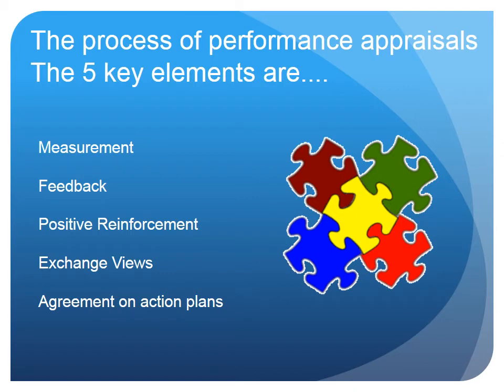There are 5 main elements to the performance review, and these are measurement, which includes assessing performance against agreed targets and objectives, as well as the behaviours and attitudes against the company values. The second part is feedback, so this is providing information to individuals on their performance and progress and on what's required to continue to perform well in the future.